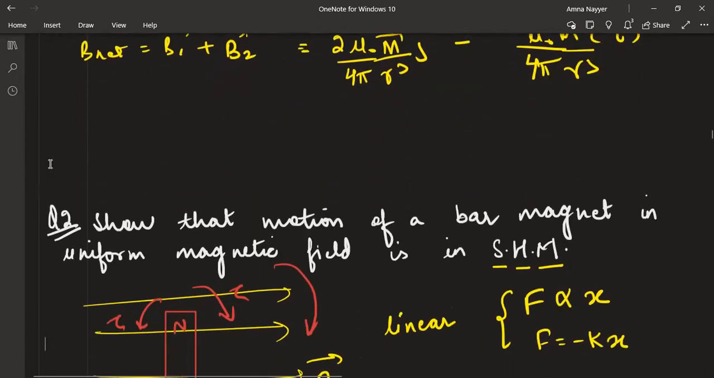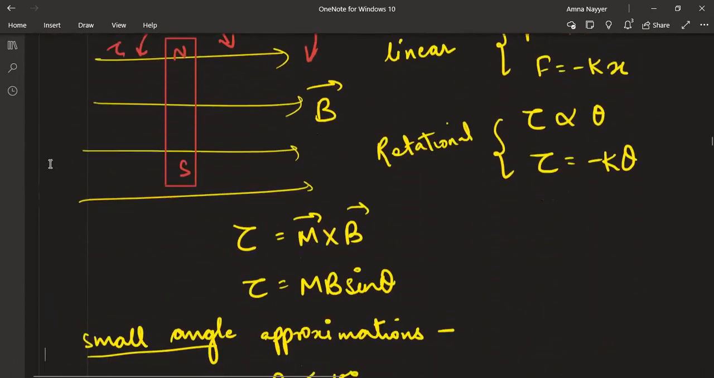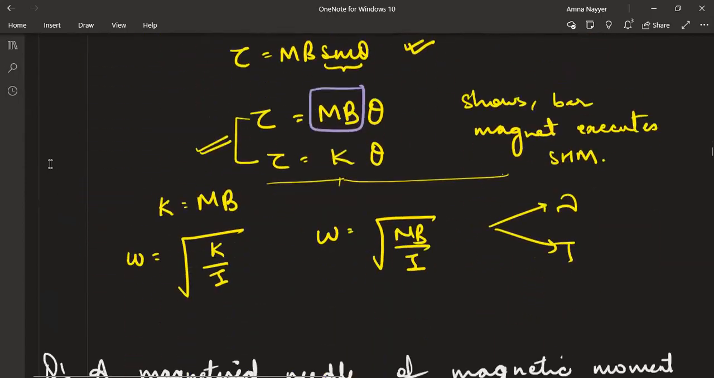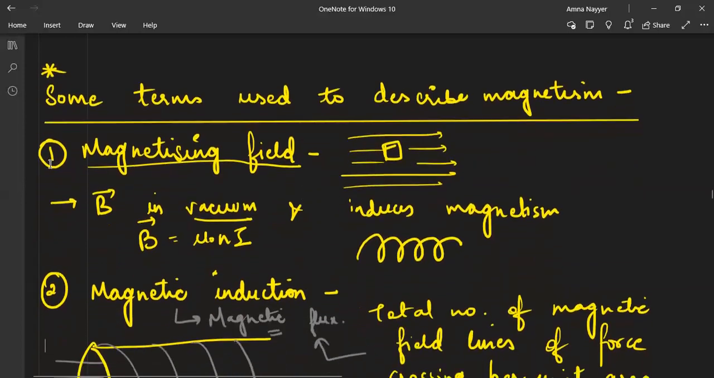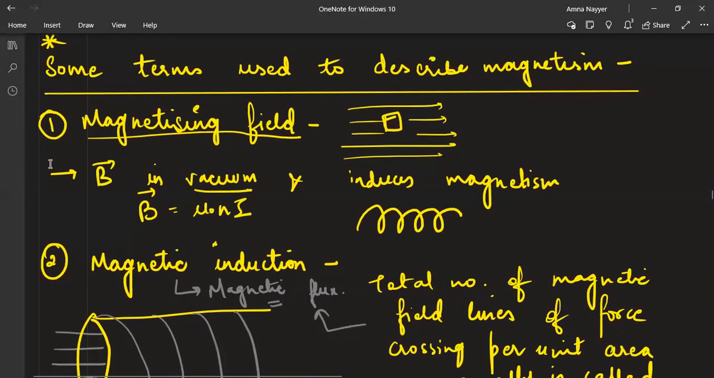Then these were the questions. Some terms that are used to describe magnetism. So, magnetizing field, the first and very important point. Magnetic field which is present in vacuum, like for a solenoid, you have a magnetic field. All these magnetic fields are known as magnetizing field.